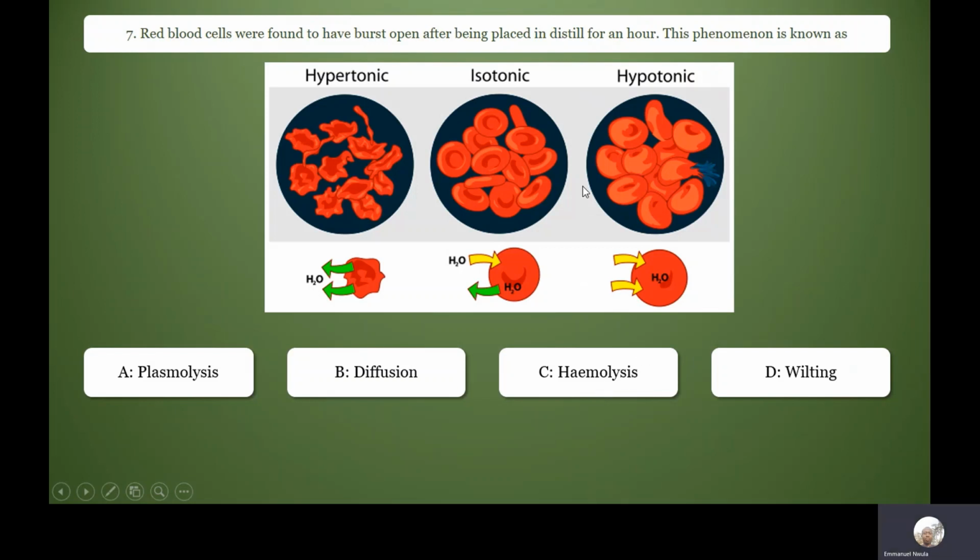So if you put a red blood cell in distilled water, water will move from the distilled water into the red blood cell. That will cause the red blood cell to burst, because a red blood cell is an animal cell. It doesn't have a cell wall, so it will burst. So the bursting of a red blood cell is called hemolysis. So number 7 is C.